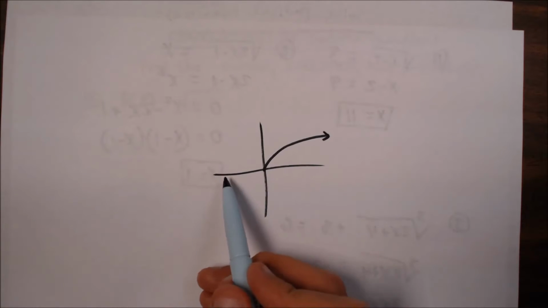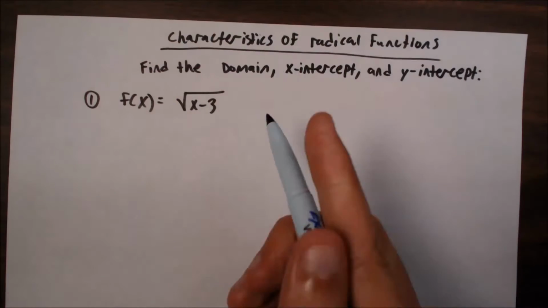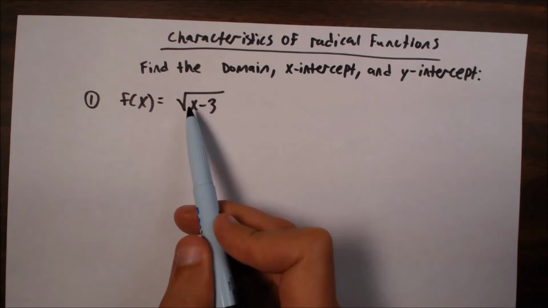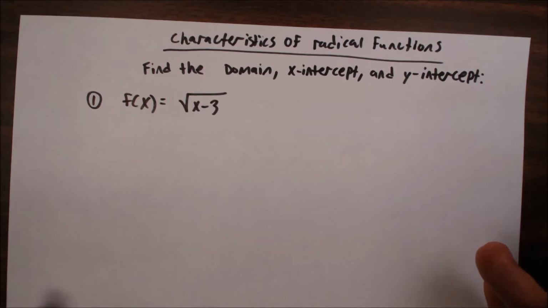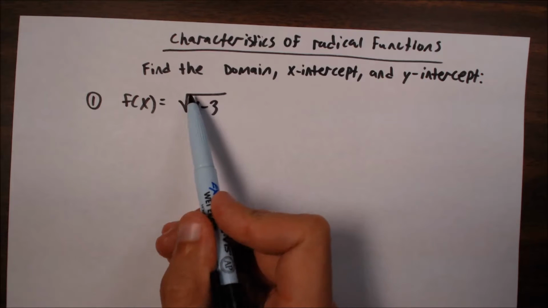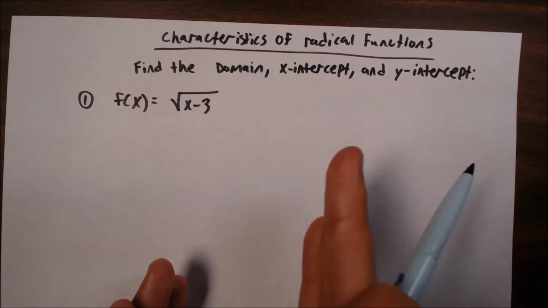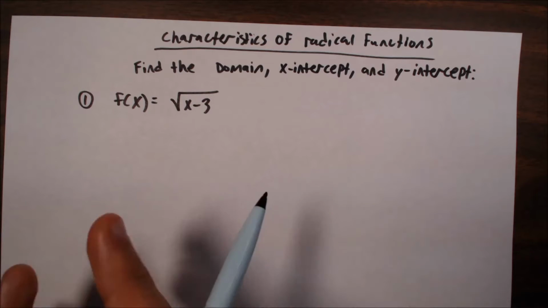But the reason why it doesn't go this direction forever, it has some starting point, is because you can't have a negative under the radical. That would give you an imaginary number, and you can't graph imaginary numbers on the real number plane. So it's going to start wherever you would get 0 under the radical, and it will go one direction or the other from there, usually to the right. Could go to the left, but it won't go any further down than that.